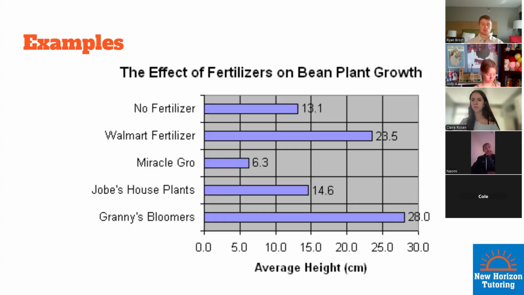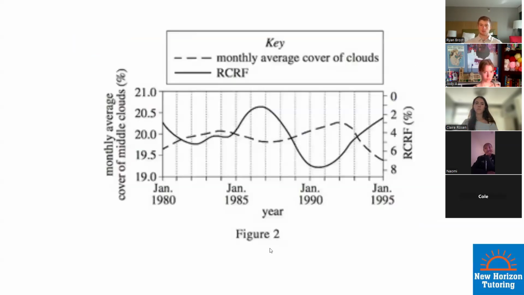Okay. So just from looking at this graph, obviously the title is a big clue of what this is. They're testing different fertilizers on how much they help beans grow. The bottom axis here is the height in centimeters. The left axis is just different types of fertilizers. One thing that stood out to me was that Miracle-Gro was worse than having no fertilizer at all. So yeah. Okay, do the same thing for this one. This one's a bit more tricky.